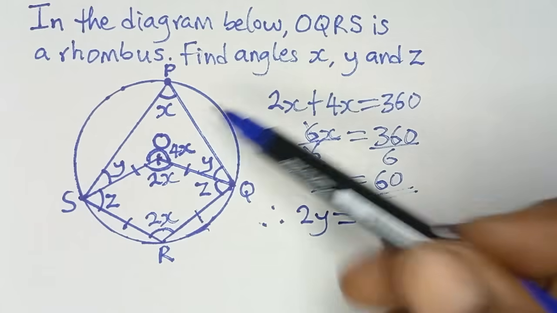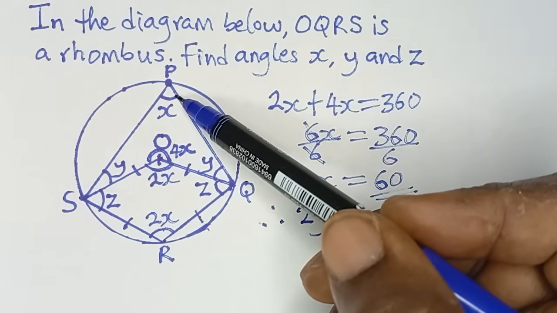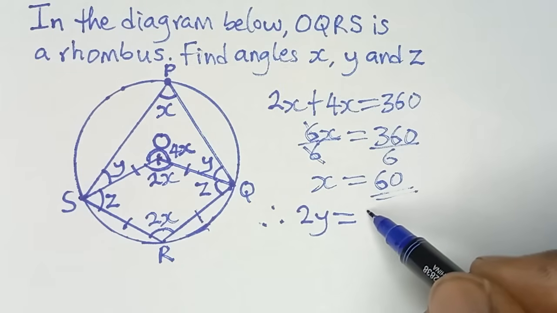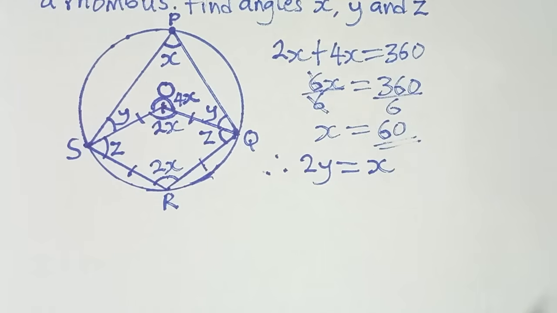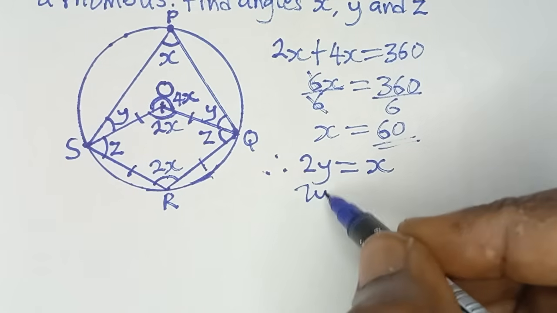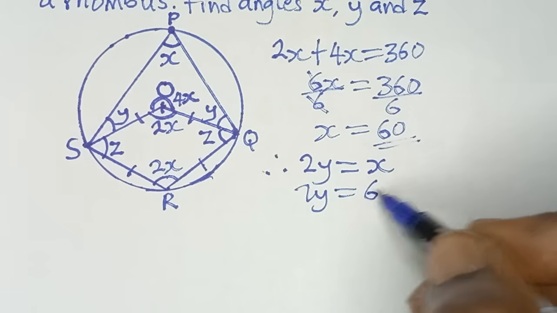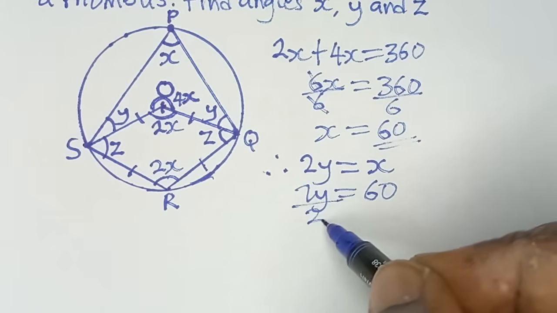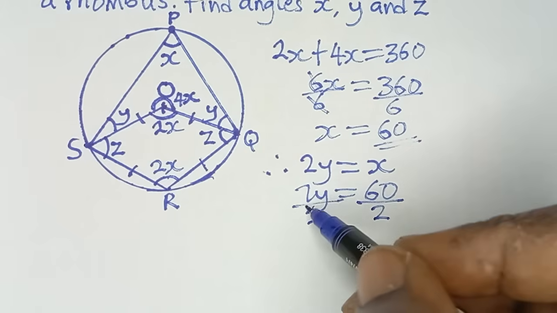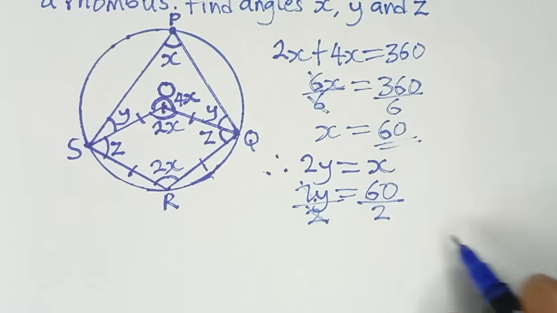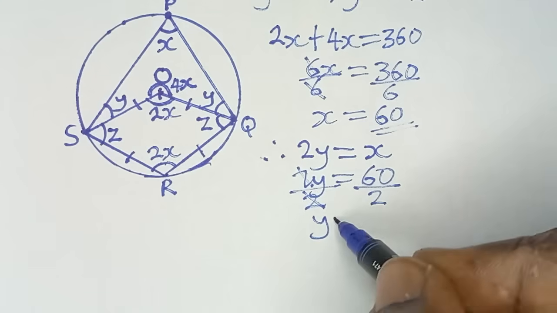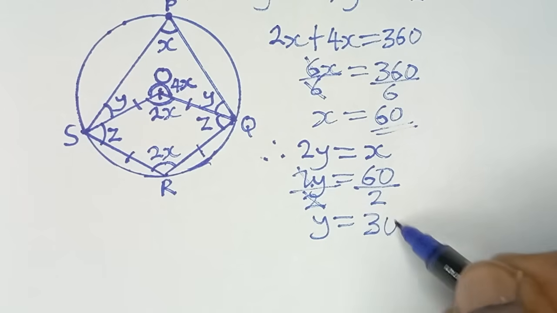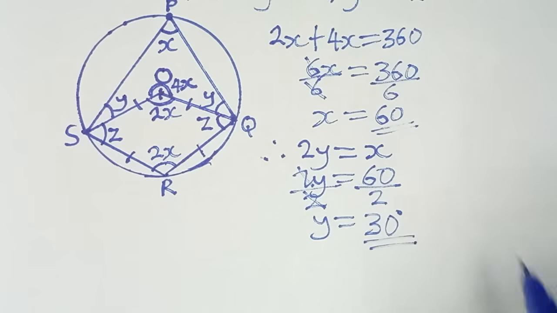And 2y will be equal to the angle at the circumference here, which is equal to x. So from there, I can move on to say that 2y is equal to x, which is 60. So I can simply divide both sides by 2, so that these 2 will cancel 2. So from there, I have the value for angle y as equal to 60 divided by 2, which is 30 degrees. So the value of angle y is 30 degrees.